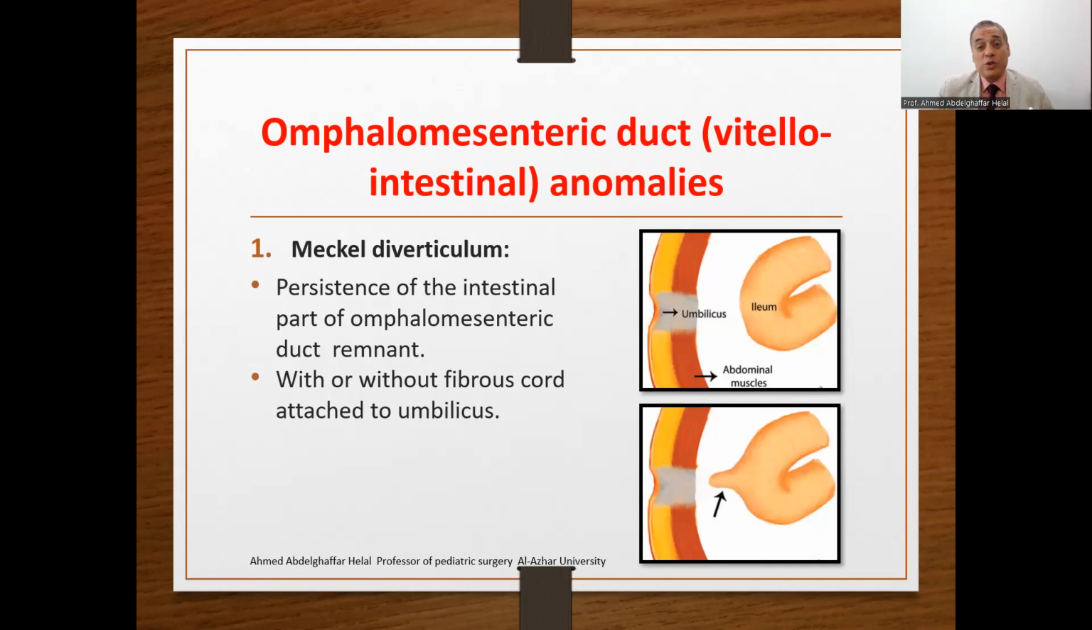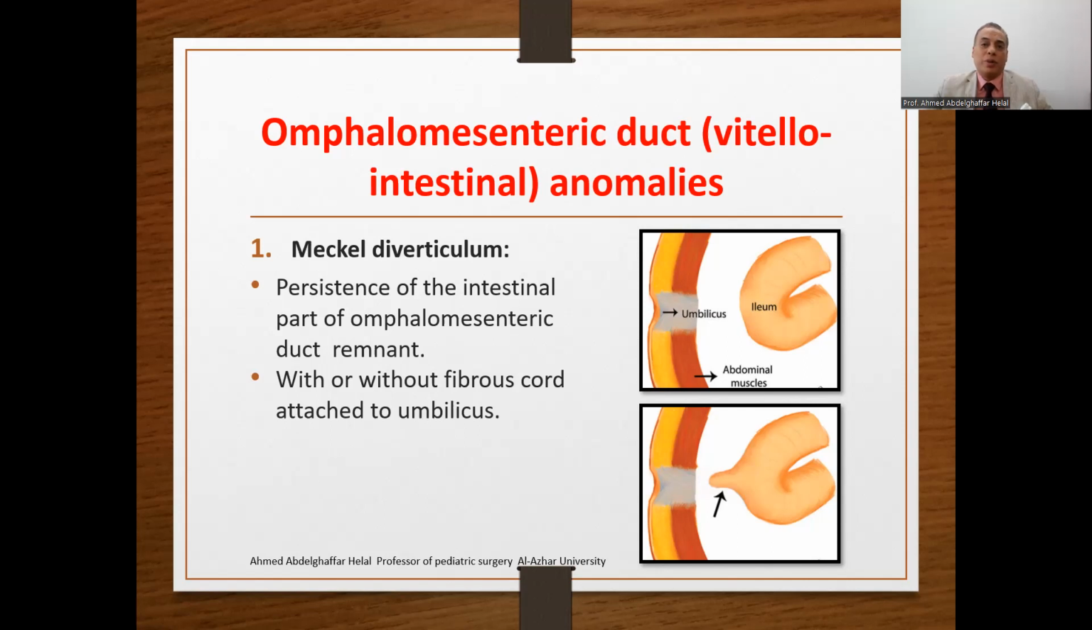The first abnormality or remnant is what is called Meckel diverticulum. What is Meckel diverticulum? It is persistence of the intestinal part. This duct communicates between the midgut loop, represented by the ileum, and the umbilicus. Normally, it disappears completely between the sixth and tenth week. If the intestinal segment persists, this is called Meckel diverticulum, persistence of the intestinal part of the omphalomesenteric duct remnant, with or without a fibrous cord attached to the umbilicus. In some cases, there is a fibrous cord from the tip of the Meckel diverticulum to the umbilicus. So there is persistence of the part of the duct related to the intestine, called the intestinal part.